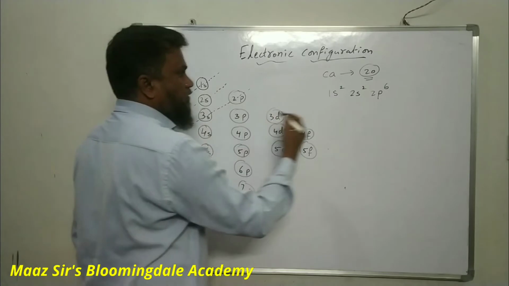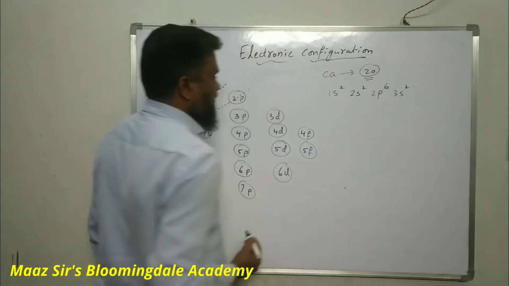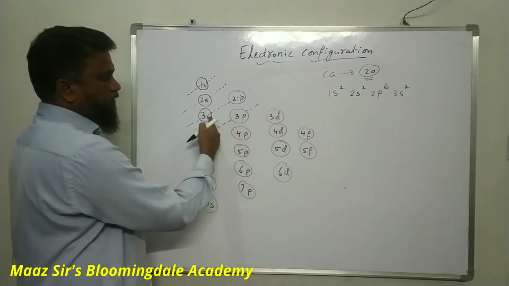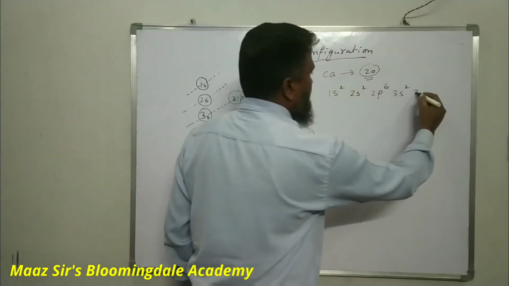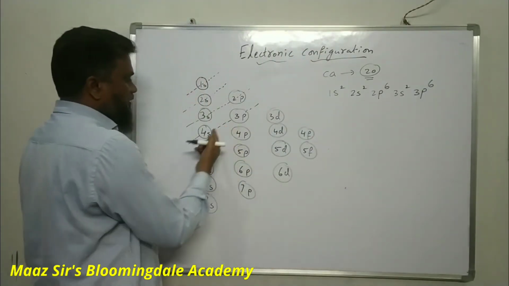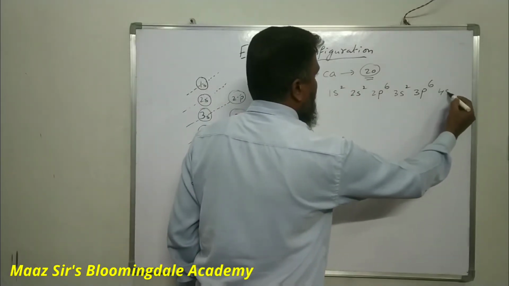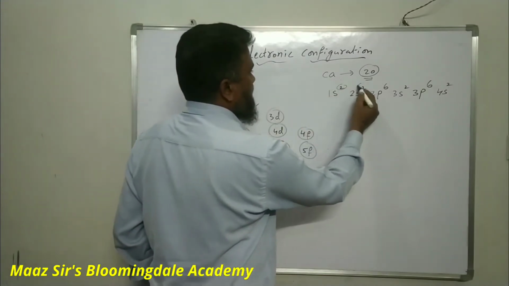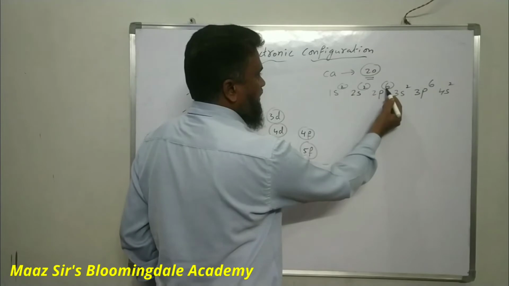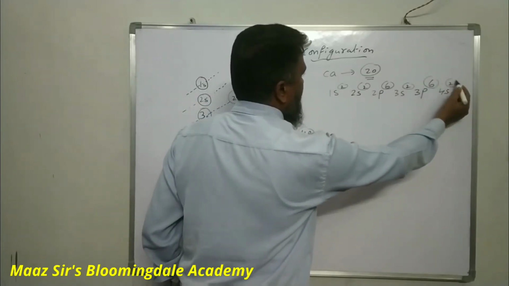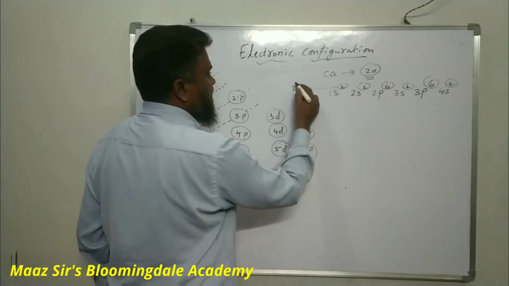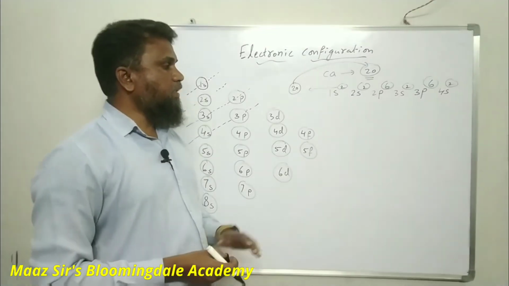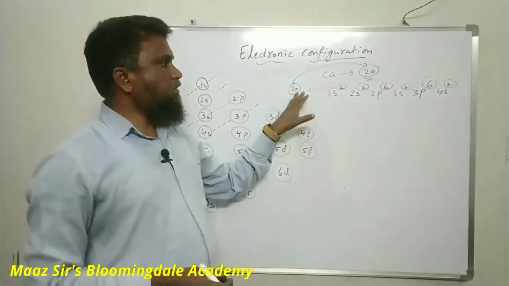After 2p6, the electron will enter into 3s2. Next, again it will enter into 3p. After 3s, the electron will enter into 3p6. After 3p6, the electron will enter into 4s2. Now let us see, you have to count all the electrons. 2 plus 2, 4, 4 plus 6, 10, 12, 18, 20. So this number should be equal to the atomic number. Is it clear?